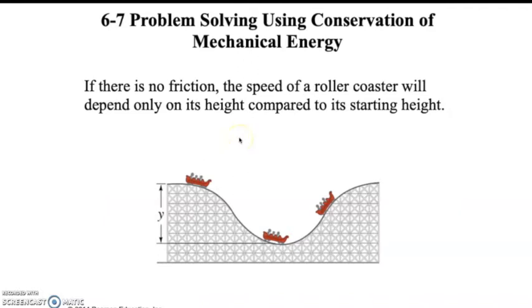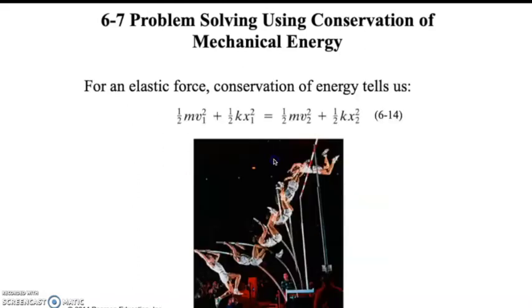So if we have a roller coaster, if there is no friction, again, no non-conservative forces, the speed of a roller coaster will depend only on its height compared to its starting height. So here, no speed. Here, a portion of the speed. Here, full speed, right? Or max speed, if you will. And again, potential, kinetic, and a combination of potential and kinetic.